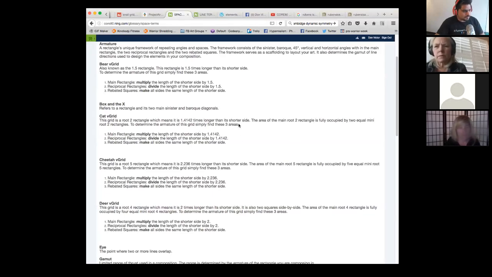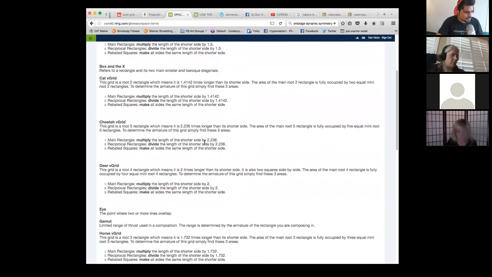To determine the armature, now the armature is the grids that you see, okay? To determine the armature of this grid, simply find these three areas. The main rectangle: multiply the length of the shorter side by 1.4142. Take that short side and divide it by 1.4142, and that'll give you the reciprocal. And then to find the rebated square, you just make the height the same as the width. On all these grids, the cheetah is a different formula. It's a 2.236.